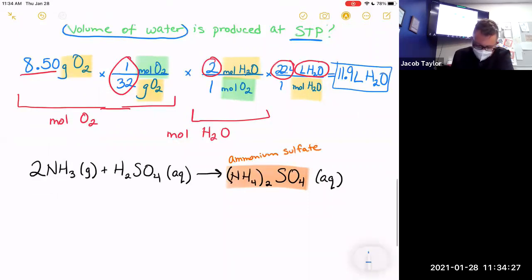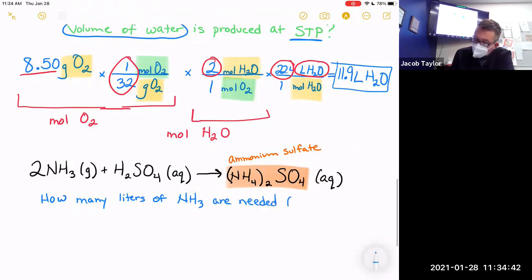So my question is, how many liters of NH3 are needed at STP? All of your problems are going to be at STP, but we're still going to write it. To produce 1500 grams of ammonium sulfate.